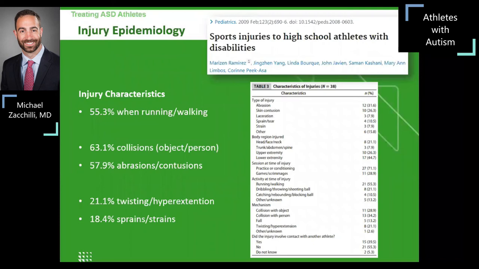There are 2 separate subgroups. So we see these collisions either with objects or people, which result in abrasions and contusions. And then we see a smaller amount, roughly 20%, that are twisting or hyperextension injuries that result in sprains or strains. And so we see just what we saw in the anatomy, which is this is a coordination issue. And in this hypermobility or lack of stability situation, we see the same sorts of injuries, such as ACL tears and that injury pattern.